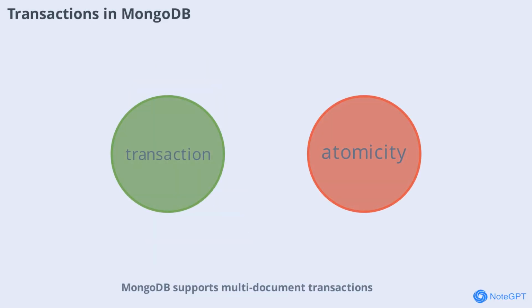MongoDB supports multi-document transactions, allowing you to execute multiple operations as a single, atomic unit. This ensures data consistency and integrity, even in complex applications. Transactions are especially important for financial, e-commerce, and other critical systems where data accuracy is paramount.